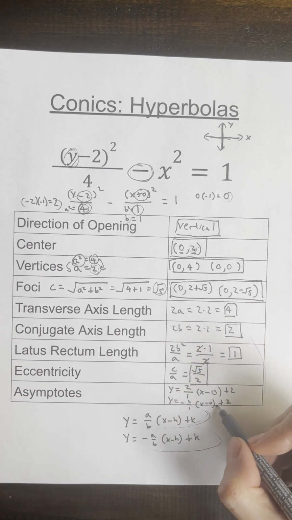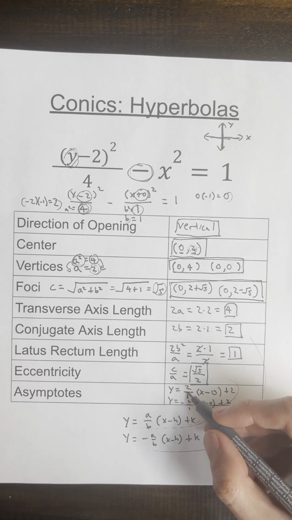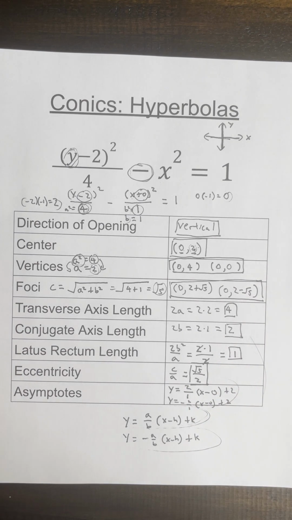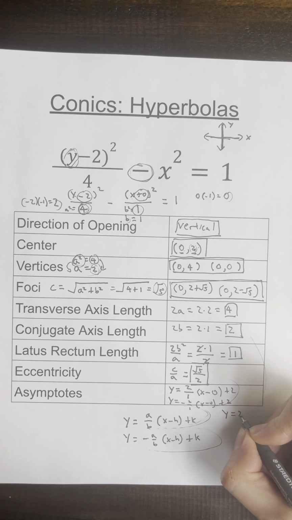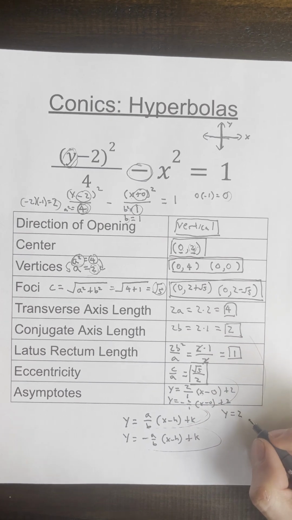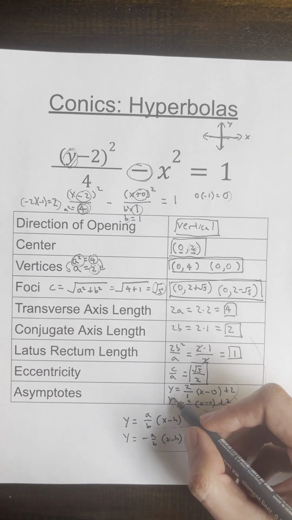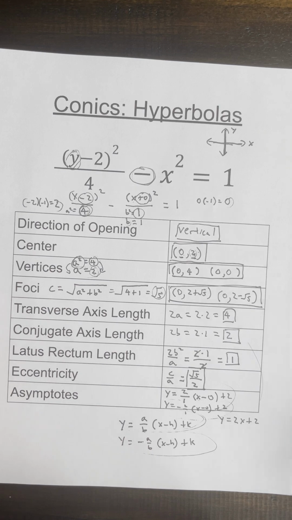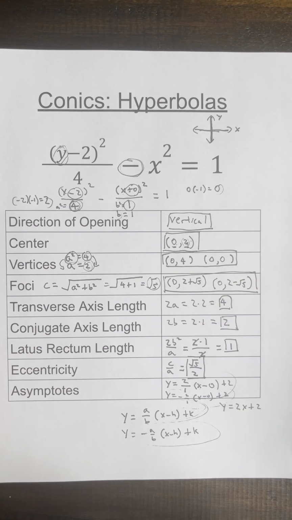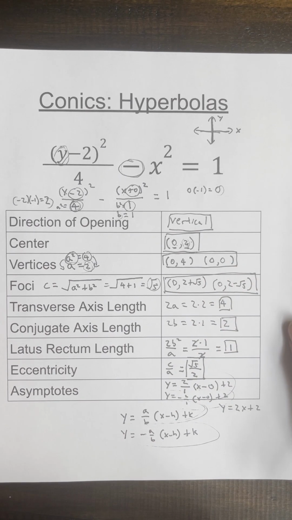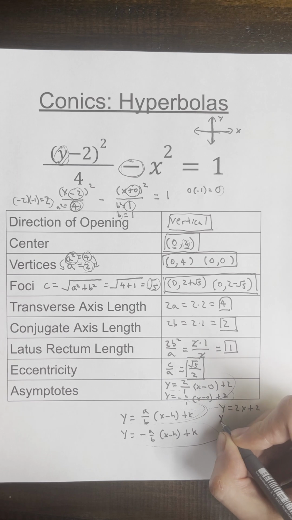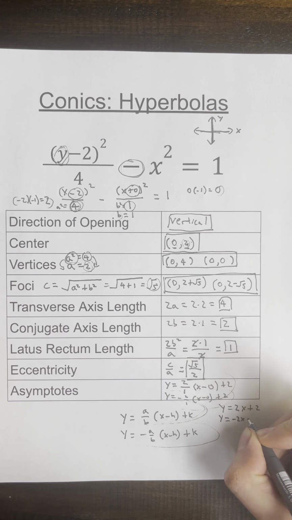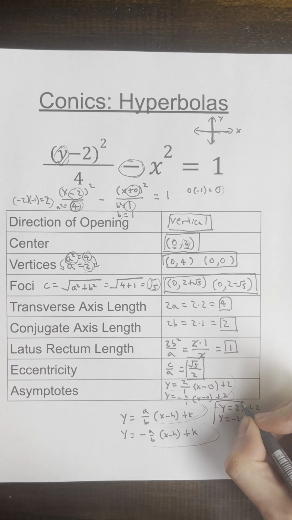But we need to simplify these equations. What's 2 divided by 1? 2. X minus 0 is the same thing as just x, and then keep the plus 2 at the end. What does this equation turn into? It's going to turn into y equals negative 2x plus 2. This is your answer.